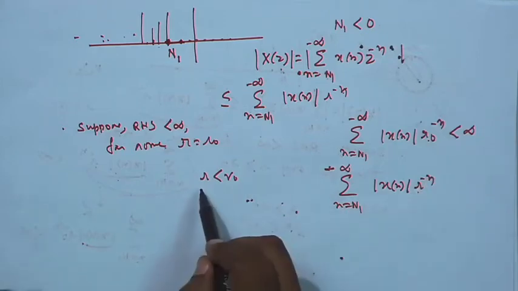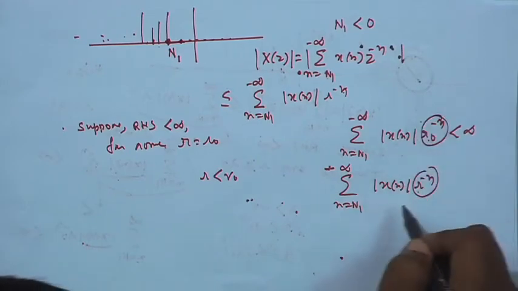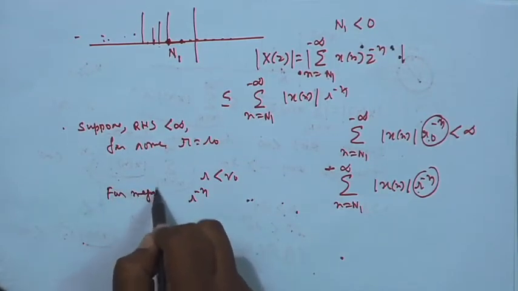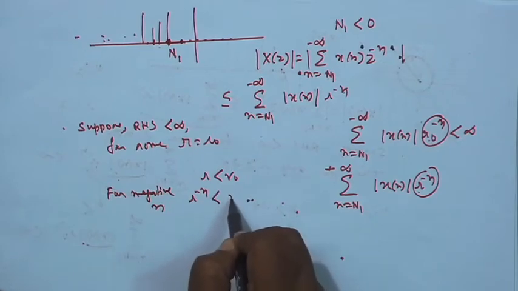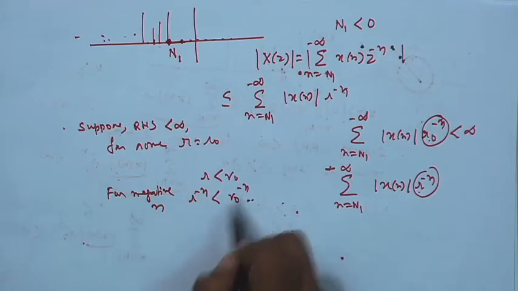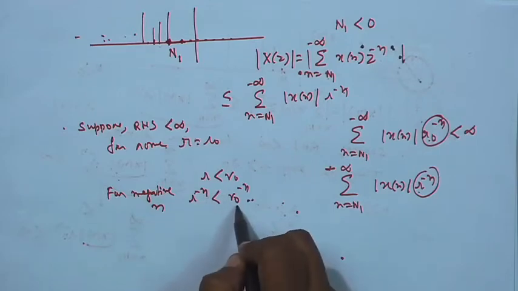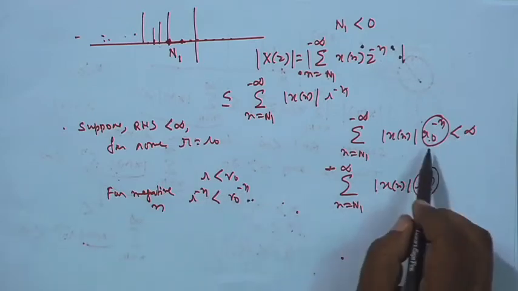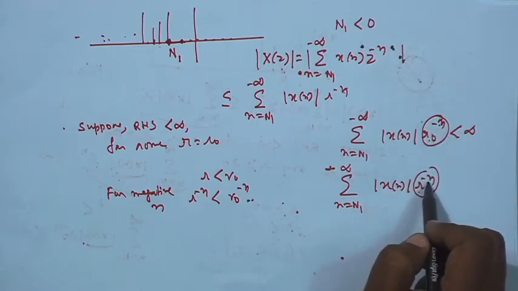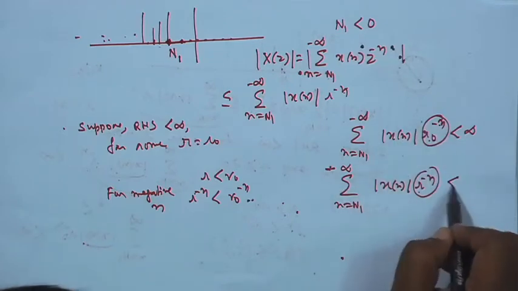Therefore, if r is less than r naught, then r to the power minus n for negative n is also less than this, because if n is negative it is positive now, minus minus plus. So, r to the power minus n for negative n will be less than r naught to the power minus n. So, mod x n here is multiplied by r naught to the power minus n, and here by a number r to the power minus n, but this is lesser than that. So, that means this summation is lesser than that summation. So, if this is finite, this is also finite.